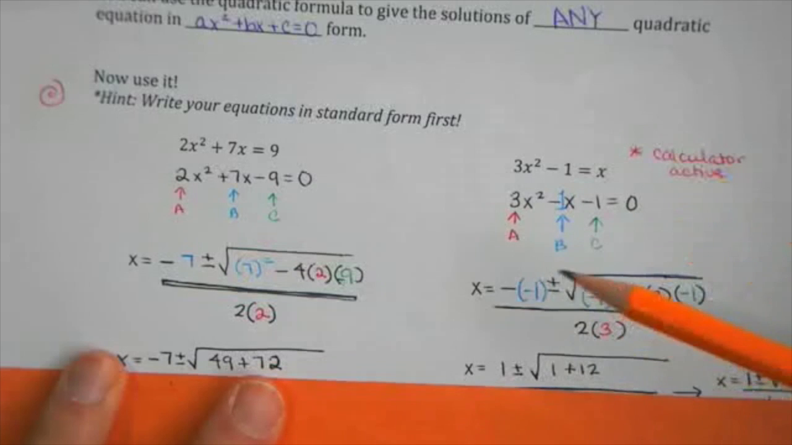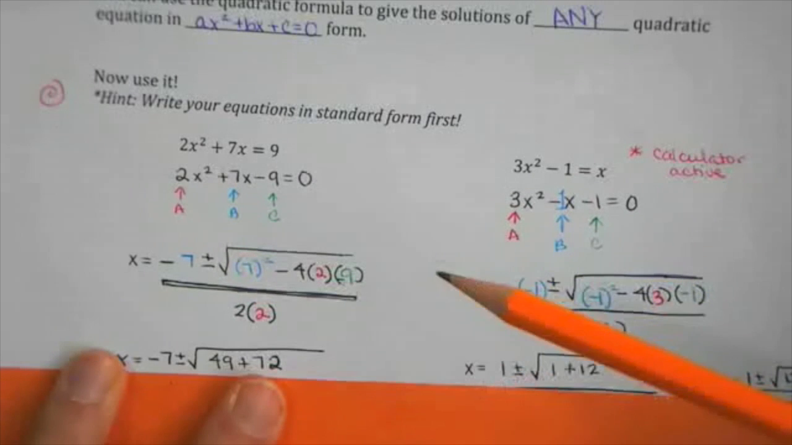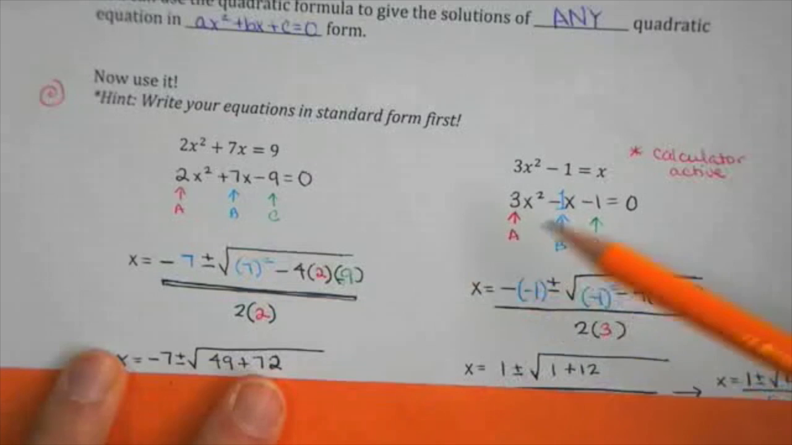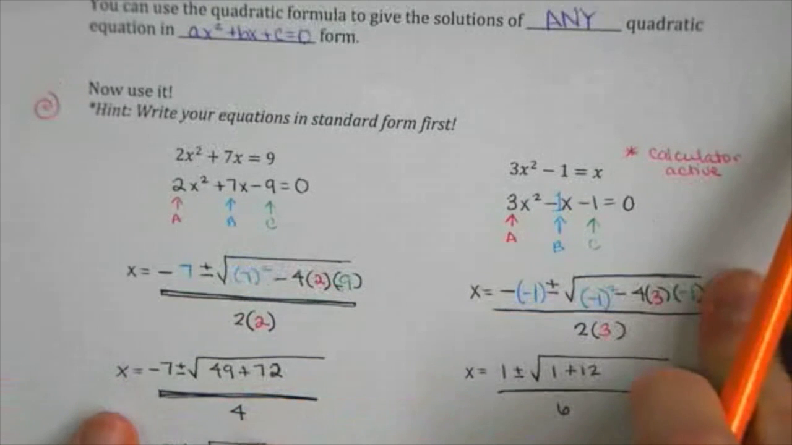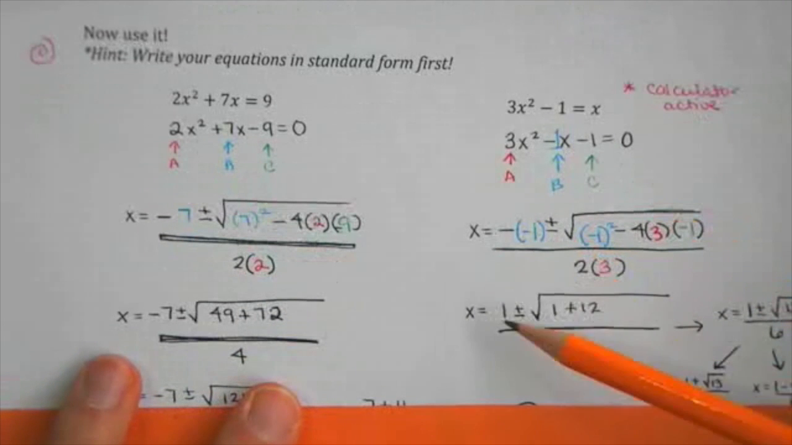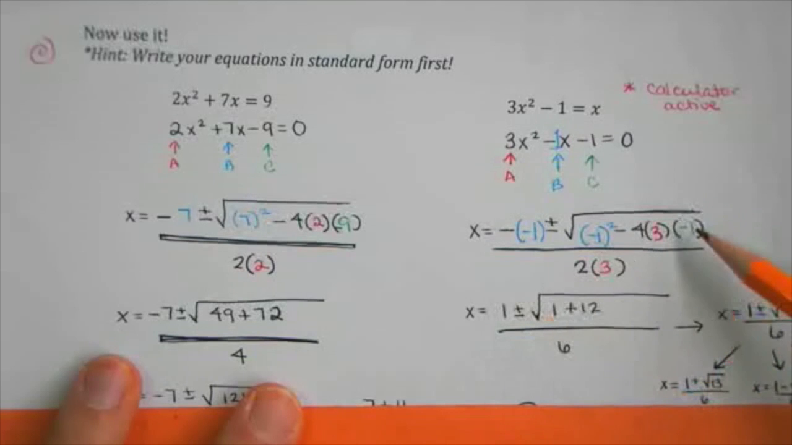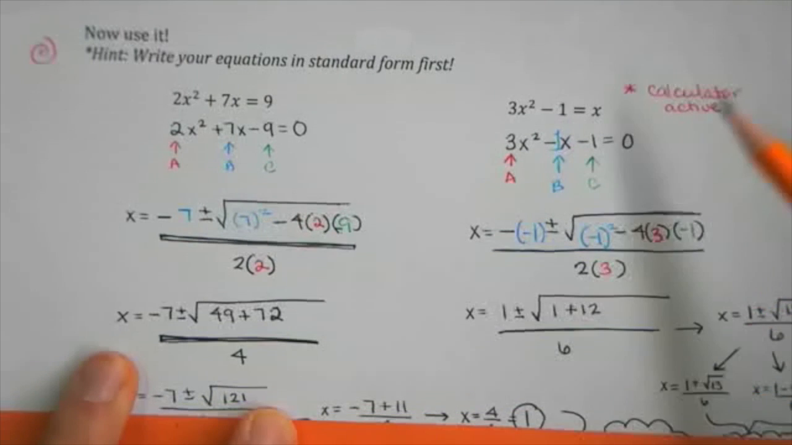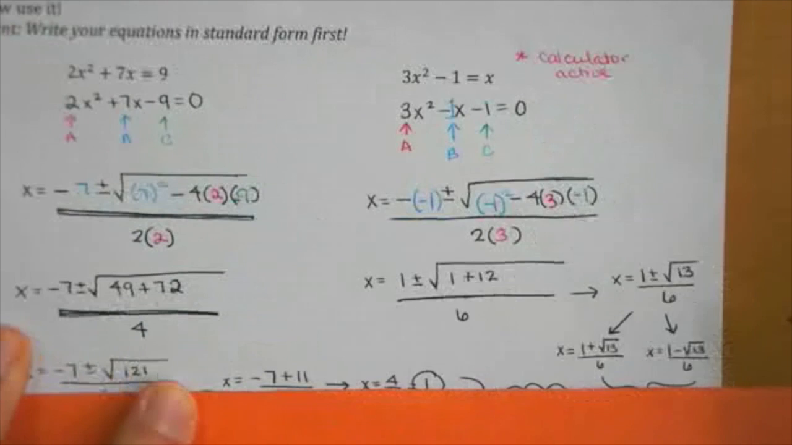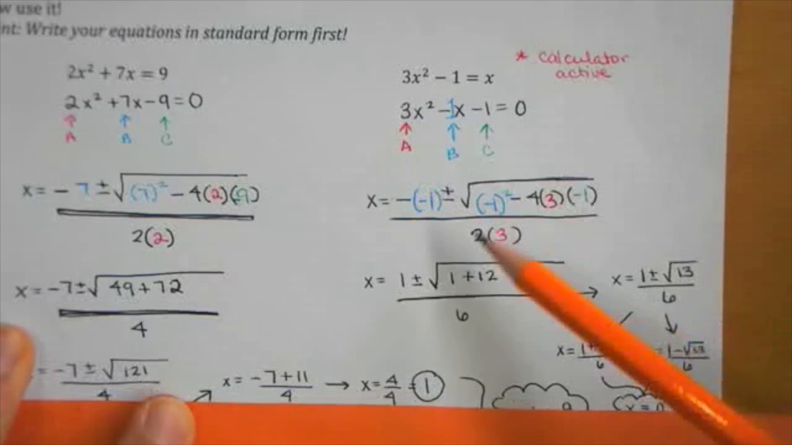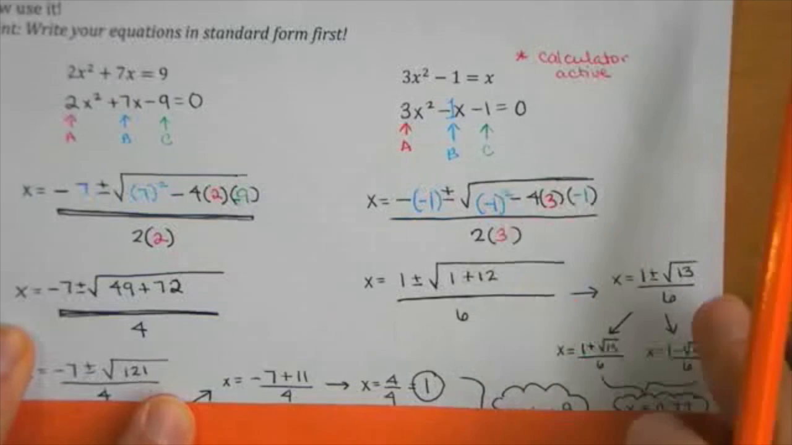And 2a, which would be 2 times 3. And then our c value is negative 1. We plug it in here. So we work that out. The opposite of negative 1 would be 1. So 1 plus or minus square root of negative 1 times 3 is negative 3 times negative 4 gives us a positive 12. Negative 1 squared gives us 1. So we've got 1 plus or minus square root of 13 all over 6, because we multiplied our 2 times 3 to get the 6 here, our 2 times our a value.